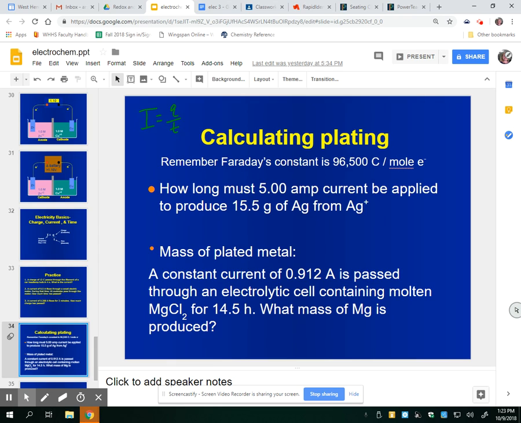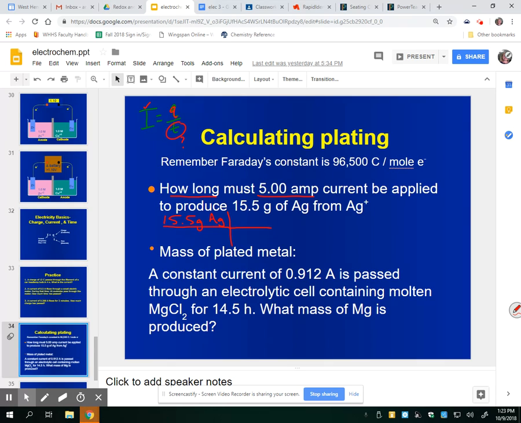In this case, they give us I. They're asking for how long, so this must be what we're trying to solve for. In order to solve for time, if I have the amps, the other thing that I need is Q. Those are my coulombs of charge. That's what I'm going to get from a stoichiometry problem. So I'm going to start with my other number here, that is that 15.5 grams of silver.